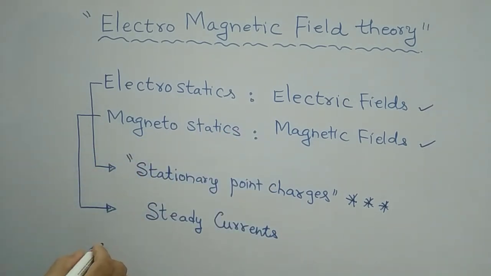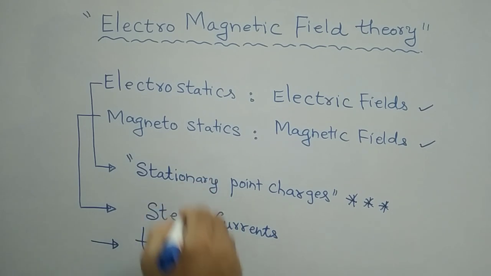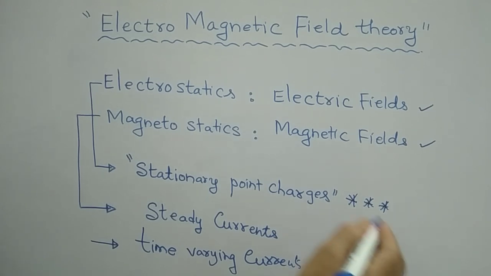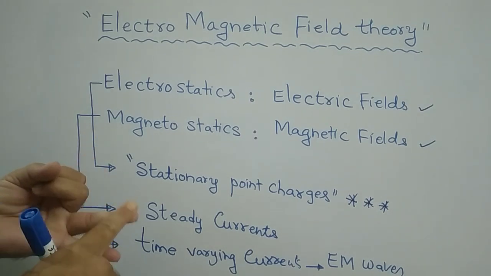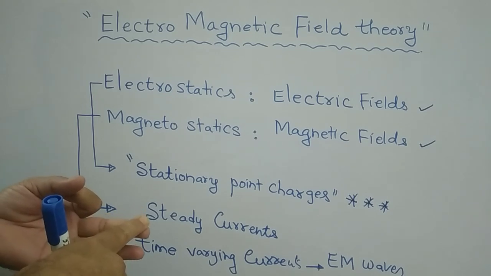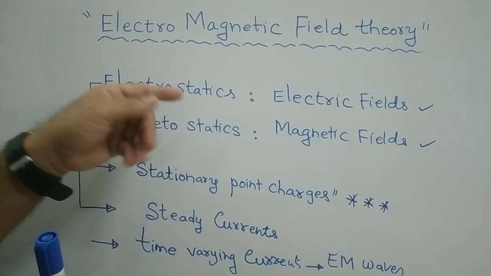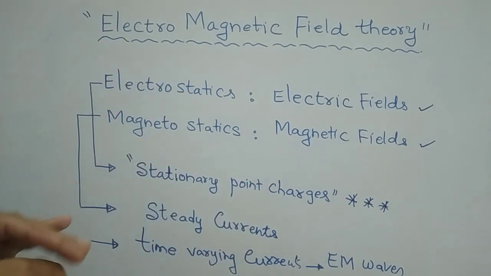Whereas the third category, for time varying currents, electromagnetic waves or electromagnetic field theory is applicable. Therefore electrostatics, then magnetostatics, and the third is the combination of these two, electromagnetostatics.